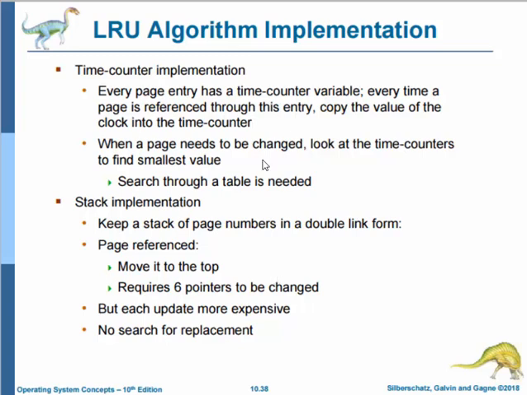In the time counter implementation, we associate with each page table entry a time of use field and add to the CPU a logical clock or counter, and the clock is incremented for every memory reference. So every page entry has a time counter variable, and every time a page is referenced through this entry, a copy of the value of the clock is put into the time counter. So when a page needs to be replaced, we look at the time counters to find the smallest value, and a search through the table is needed.